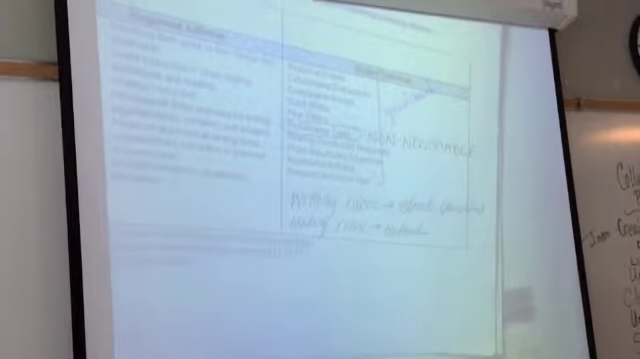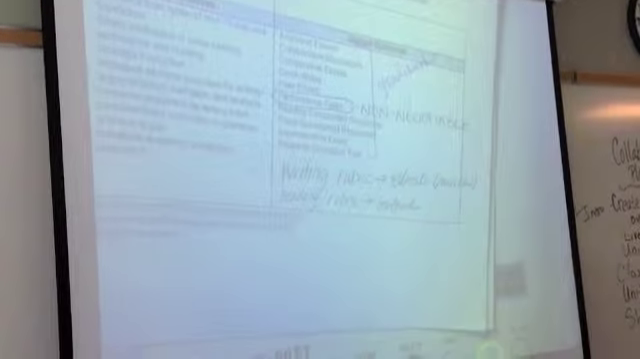So instead of putting participation, we could put collaborative discussion. That really communicates and it's aligned. So we want to be really thoughtful about that. It's all in the language.